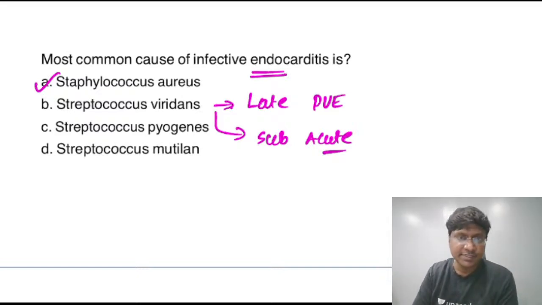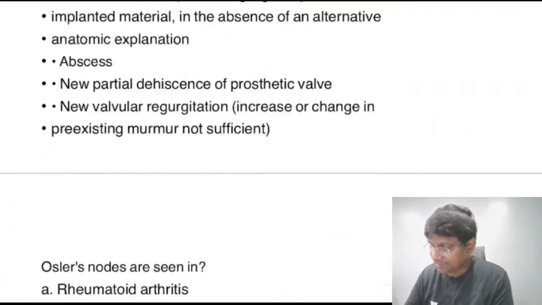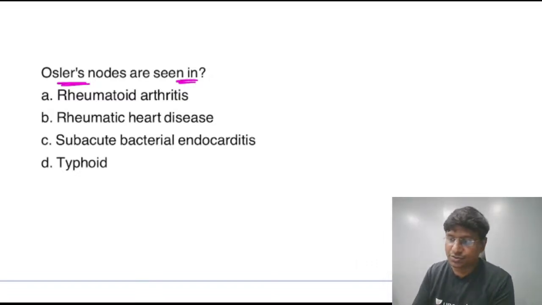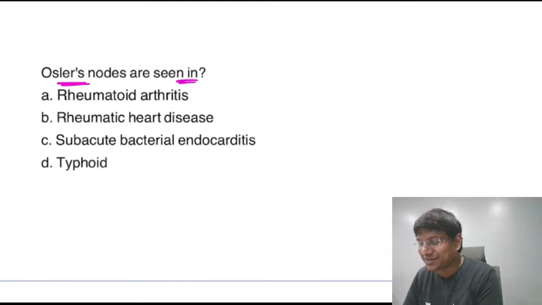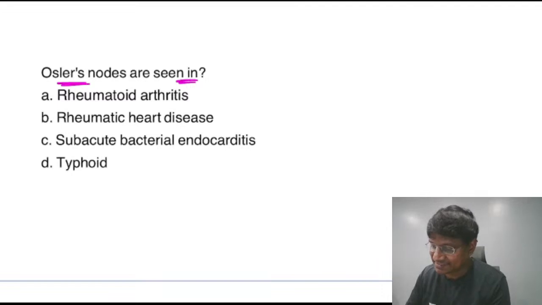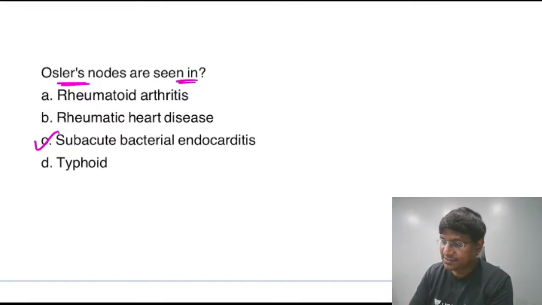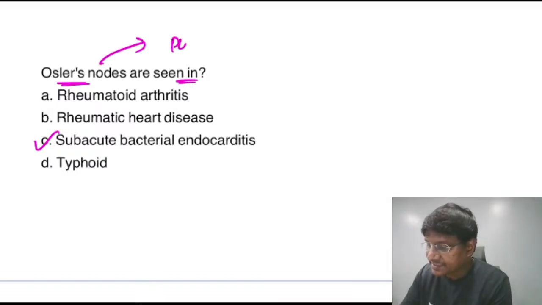Now, the next question. Osler's nodes are seen in... Yes, Priya Thakur, in early prosthetic valve endocarditis, it is Staphylococcus epidermidis, a coagulase negative staphylococcus. So Osler's nodes are not seen in rheumatic heart disease. They are seen in subacute endocarditis. Why are you answering B? Osler's nodes are seen in infective endocarditis, within the pulp of the fingers, and remember, they are very tender.